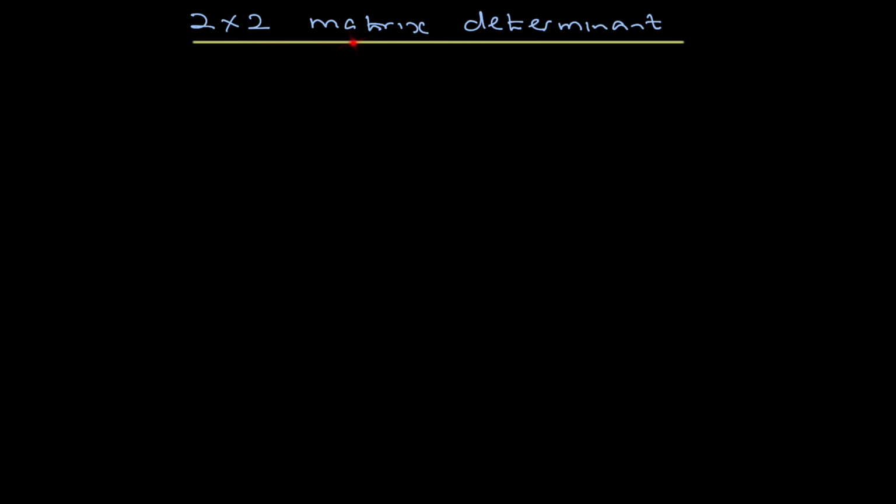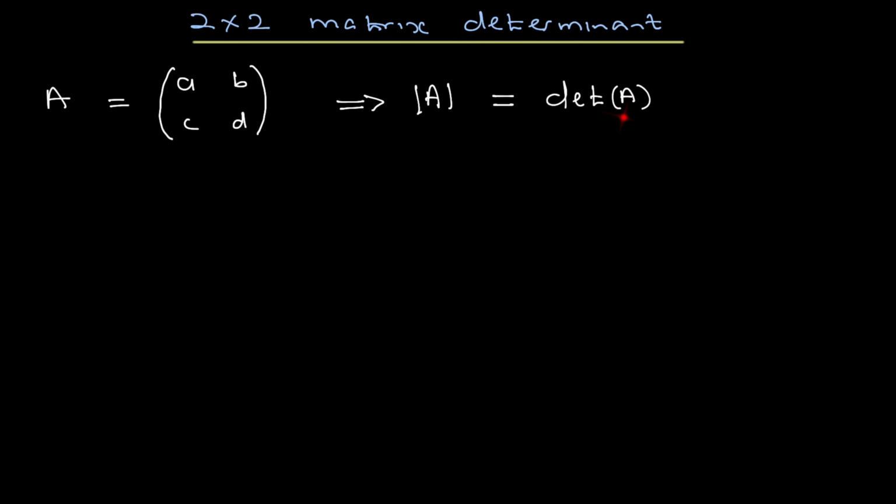For a 2 by 2 matrix determinant, if we have a matrix A with a, b, c, d as the elements, we can find the determinant. This is the symbol for determinant of A, or it can be written as det A. You put the elements of A in the determinant by saying a times d minus b times c. That's the determinant of a 2 by 2 square matrix.